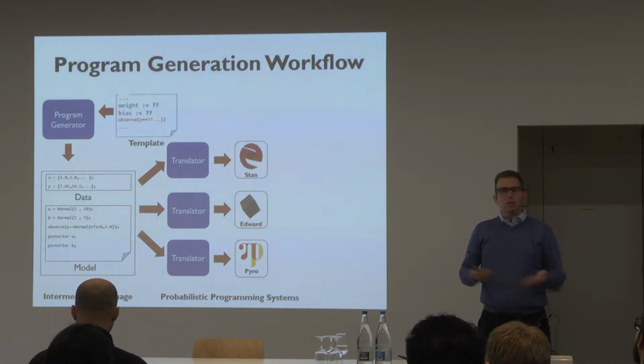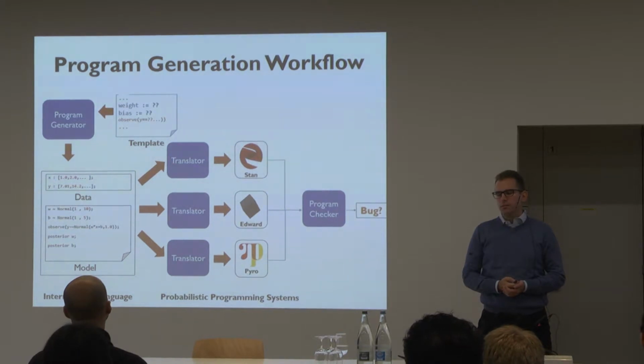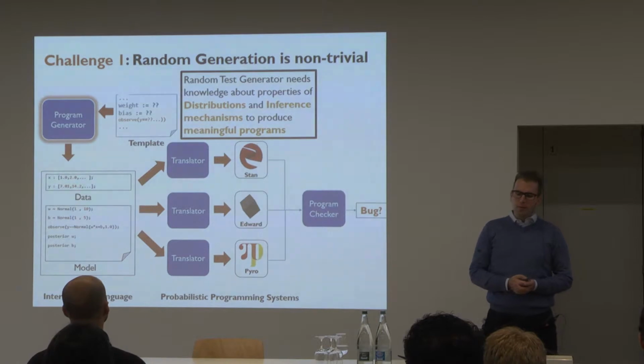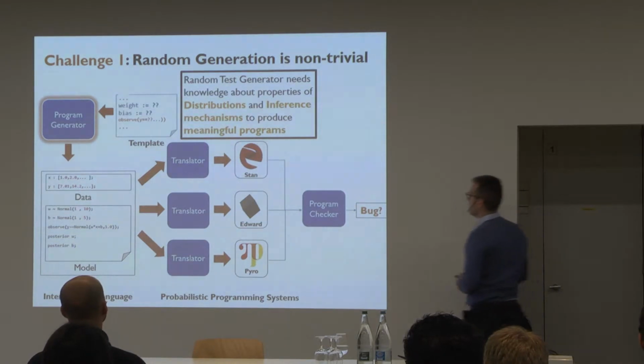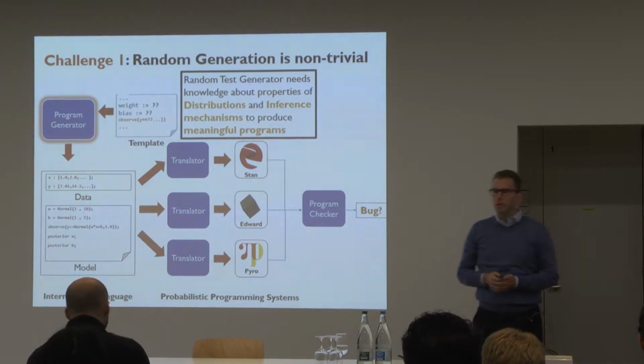Very good. Then, as we usually do with testing multiple systems, when we don't know the reference solution, we can check one against the other, and we may find a bug or not. Something that indicates that we should look at some of these programs. So, I could have made a slide for almost any other domain. But what are the challenges that happen in probabilistic programming? Well, the first thing is when we do random test generation, we need to know something about both distributions and inference mechanisms to produce meaningful programs.